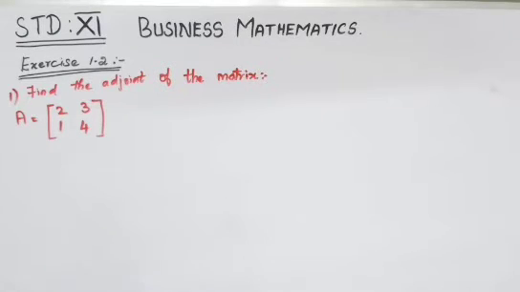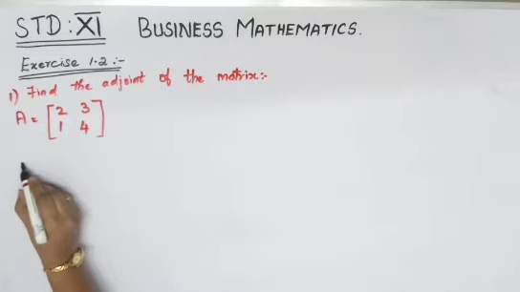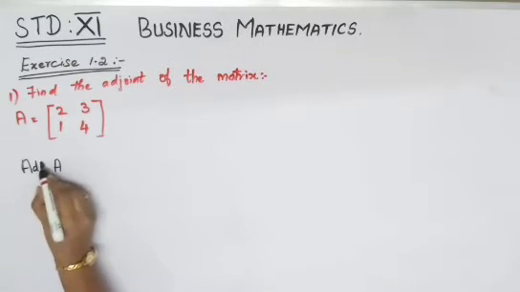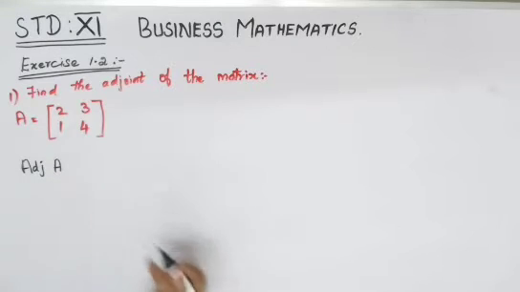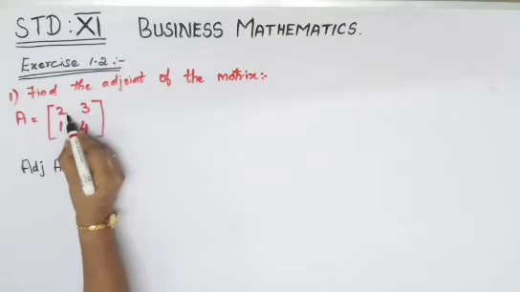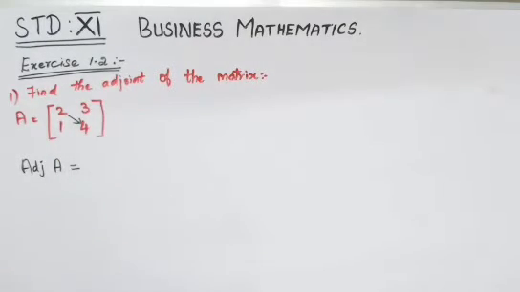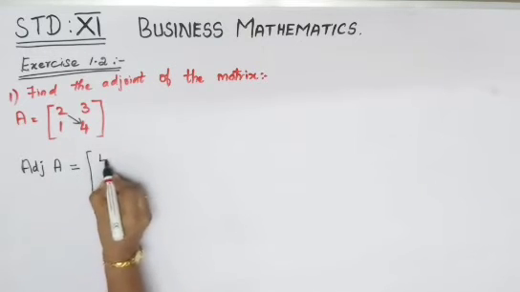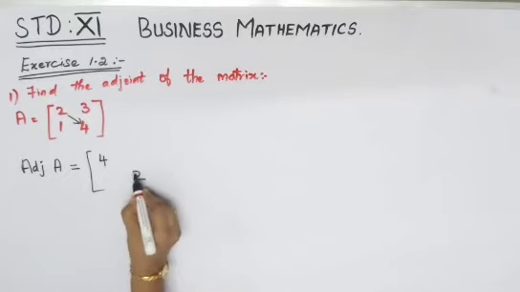I'll just teach you one shortcut method. You can try it only for 2 by 2 matrices, not for 3 by 3 matrices. So straight away you can write your adjoint of A. Normally what we do is find the cofactor, then transpose it, and it becomes the adjoint. Here, for 2 by 2 matrices, you have to interchange the main diagonal elements. So interchanging, 4 will come here and 2 will go there.